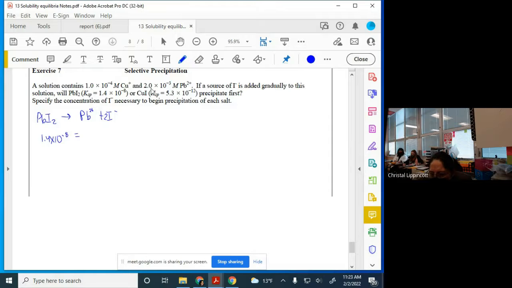Okay, so if I sub in here this value for lead, it's going to be 2 times 10 to the minus 3. And then we're going to represent this guy with X. So he's going to end up being what? 2x, and then what do we have to do to that? Square it. Okay? Now you're going to solve for x.